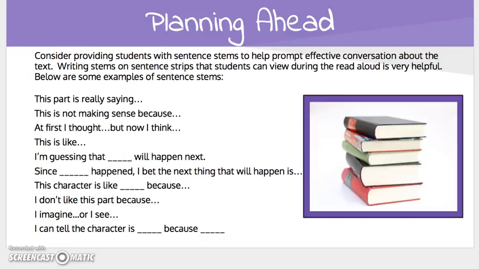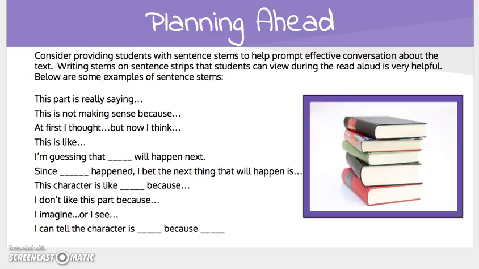You should be giving students opportunities to talk during your read aloud, and so to help some of those struggling readers, I like to provide them with some sentence starters, and I usually write those on sentence strips that I will put up near where I'm going to be reading out loud. So the types of sentence stems you're going to use really depend on the text that you're reading and the skill you're targeting, but these are some examples below.